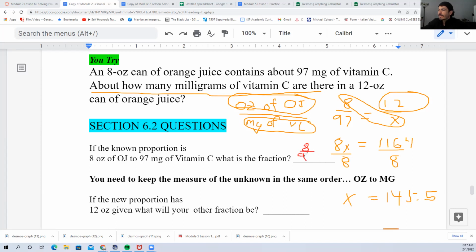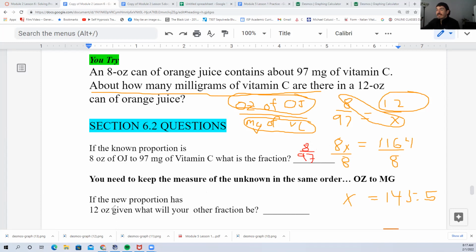Some teachers are pickier about this than others. You may want to do units here. So you may want to write out ounces of OJ, milligrams of vitamin C. I'm not going to. You need to keep the measure of the unknown in the same order, ounces to milligrams.